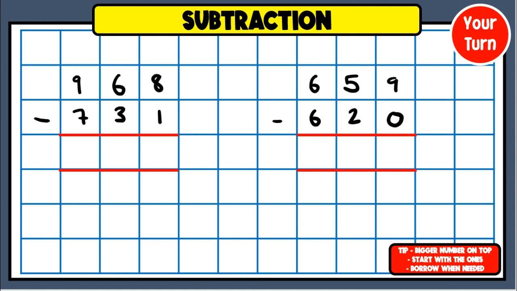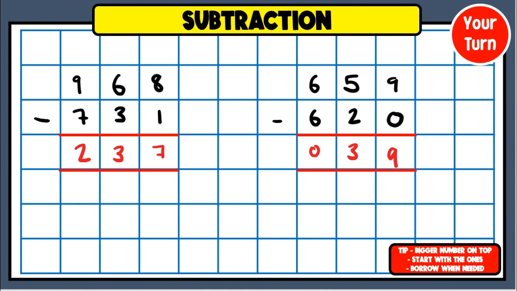All right, let's have a look. 8 minus 1. We've got 8, take away 1, 7. If I take 3 away from 6, it gives me 3. The answer is 237. All right, next we've got 659, take away 620. If I've got 9, I take nothing away from it. It still gives me 9. If I've got 5 and I take 2 away from it, it gives me 3. And if I take away 6 from 6, it gives me 0. I can leave it blank or just put a 0 in. The answer is 39.